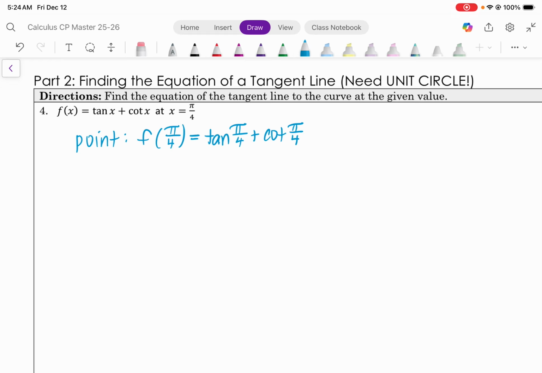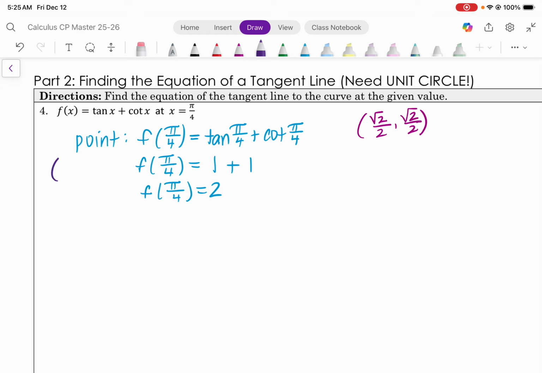Now, this does require the use of the unit circle. Pi over 4 on the unit circle is the point root 2 over 2, root 2 over 2. And tangent is y over x, and cotangent is x over y. So if I work through this example, tangent of pi over 4 would be root 2 over 2 over root 2 over 2, which is 1. Cotangent would be the same, so another 1. Therefore, making the y value of the coordinate point 2. So what we just found is that our coordinate point is pi over 4 comma 2.